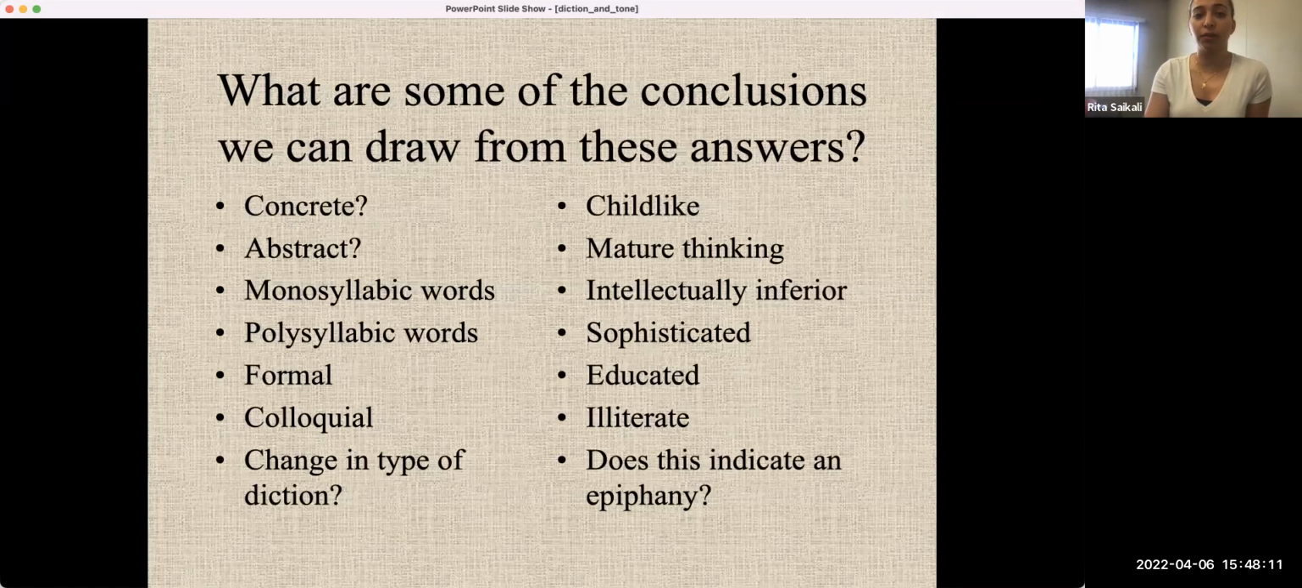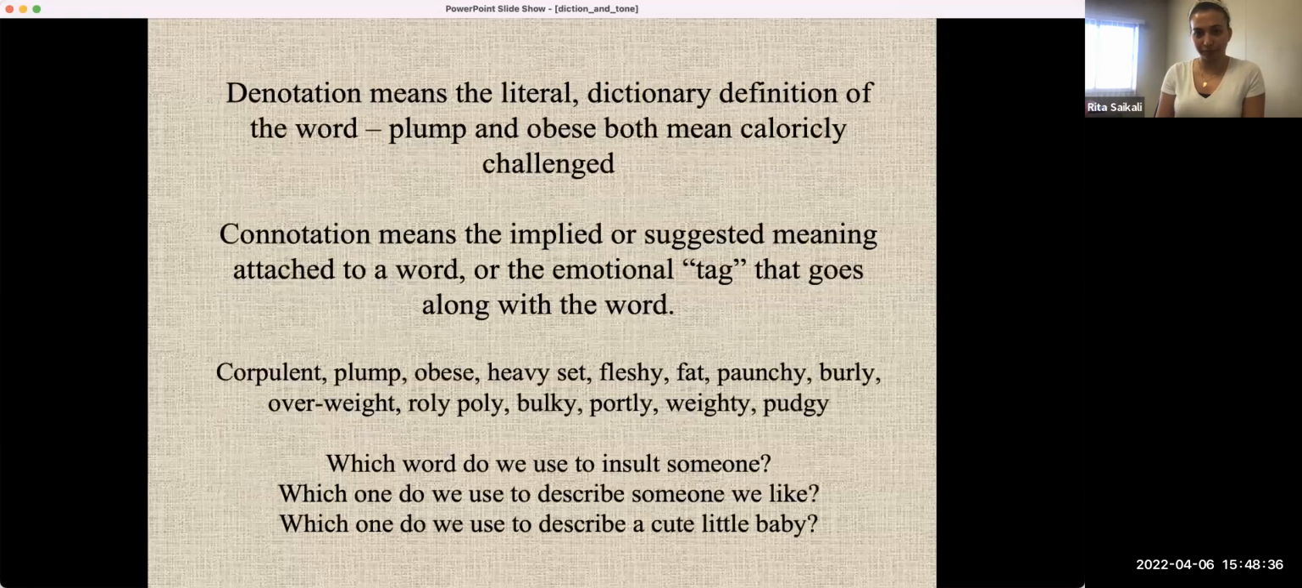So what are some conclusions we can reach? Are they concrete, abstract, all these things that we just talked about? Is it childlike? Is it mature thinking? Is it intellectually inferior, which means that it's very simplistic? Is it sophisticated? Is it educated? Is it illiterate? Does it indicate an epiphany, like a lightning of thought, that aha moment?